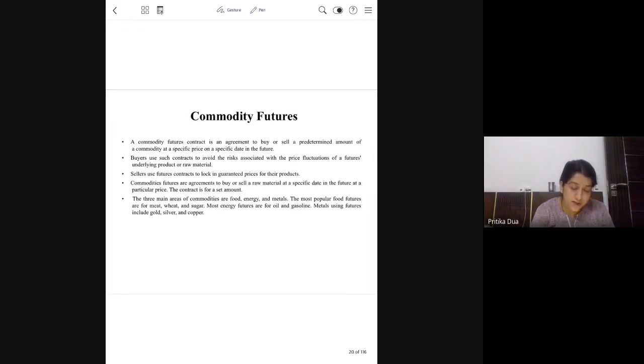Okay, moving ahead, commodity futures, again very popular. The underlying asset here, just have a look at the last point. They help you lock in the price of, say, a raw material, food, energy, metals. These are some of the most popular futures in the market. Actually, energy futures are very popular.